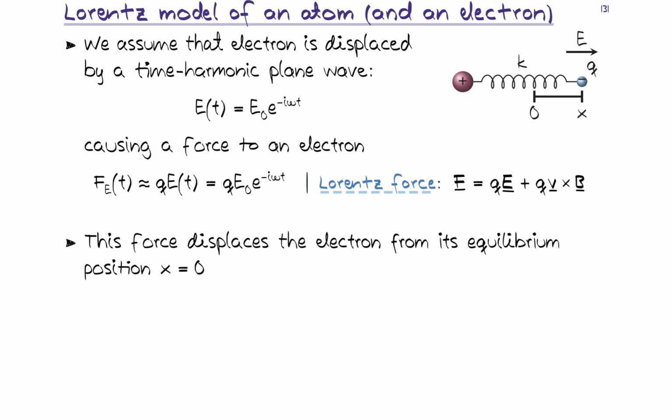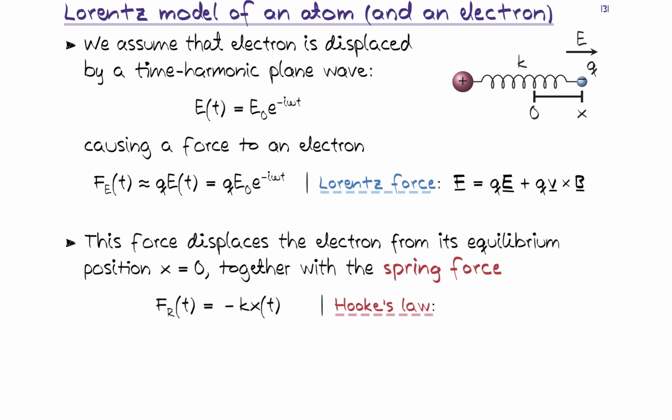So this force displaces the electron, and the equilibrium position we denote as x equals 0. And now we have the spring force, F equals minus kx. So this is just Hooke's law applied to our situation. F equals minus kx is another force that the electron is feeling.